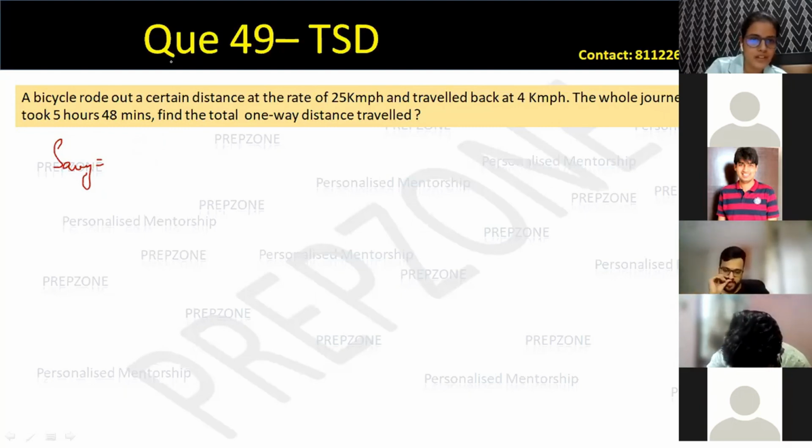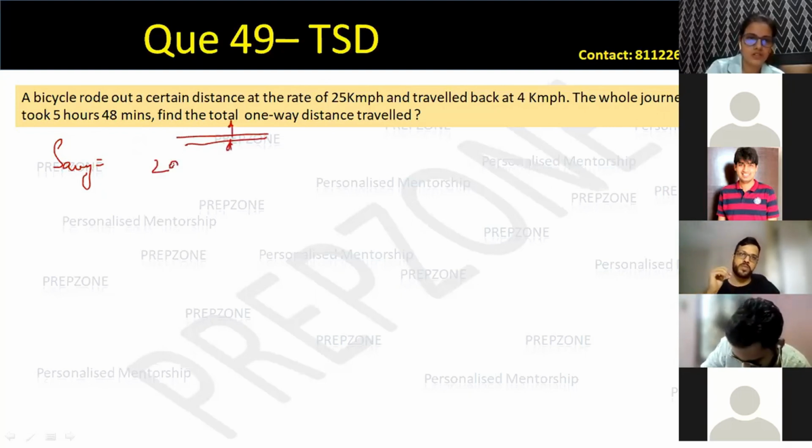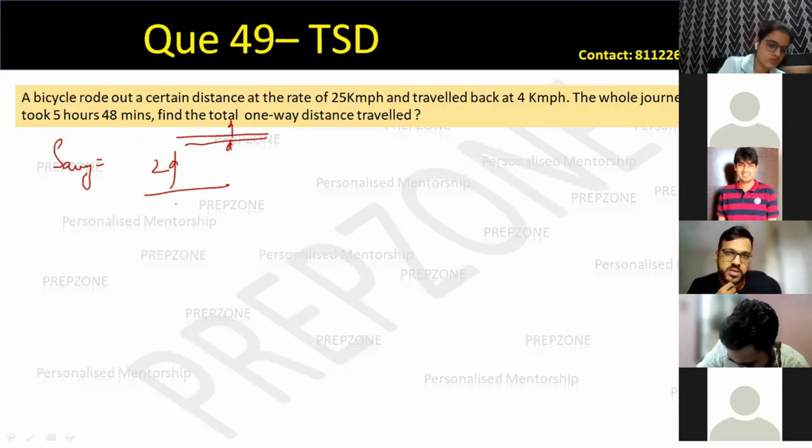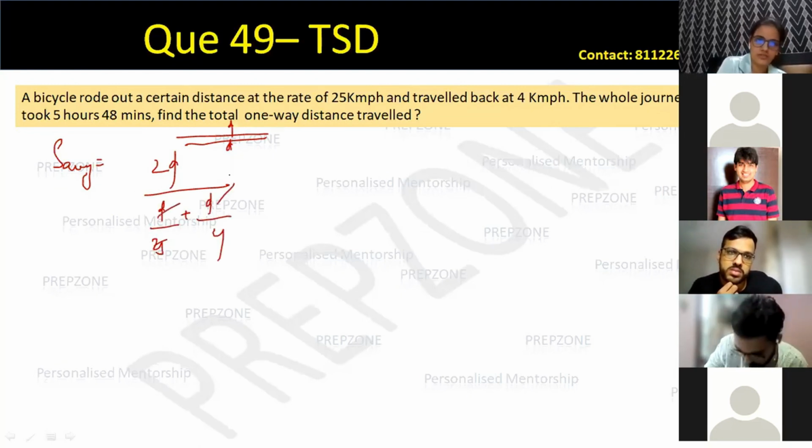Let's say he has traveled d distance and come back d distance. So total distance is 2d. Time taken in the first journey is d by 25. Time taken in the second journey will be d by 4. You just solve this. What do you get? 200 by 29 km per hour. That's the average speed.